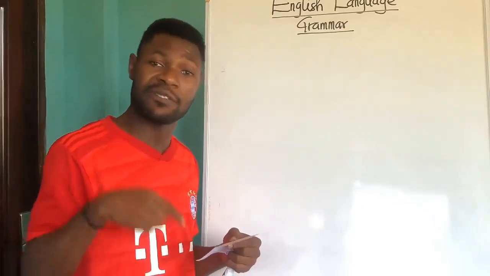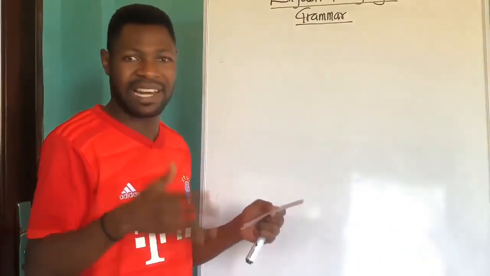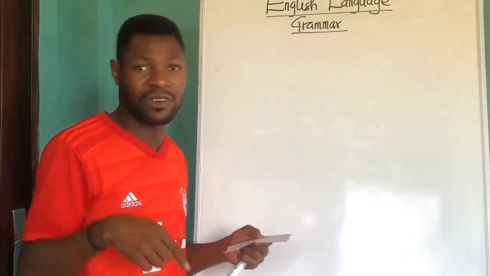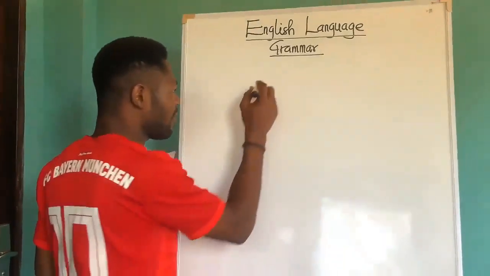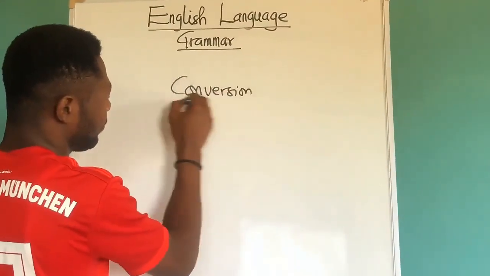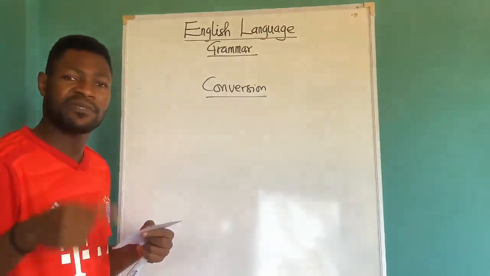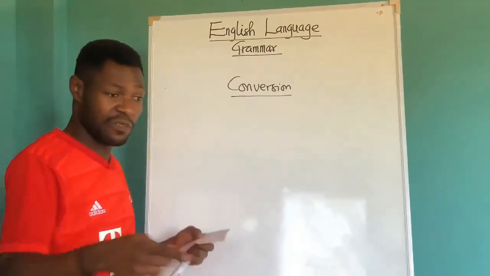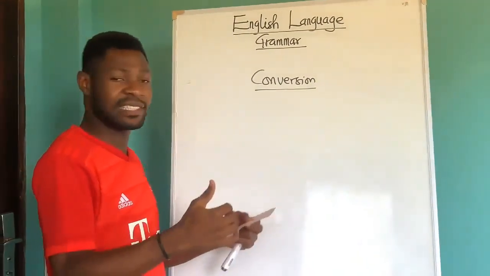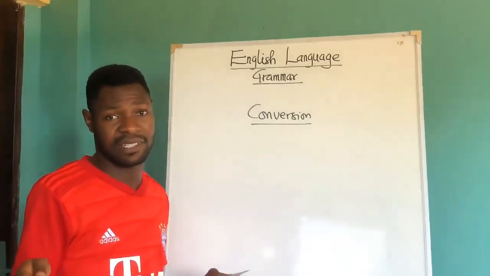Therefore, you can only tell the function of a word or what particular group or word class it is when it is in a context. So we call something conversion. One word may perform different functions in different contexts. Therefore, you cannot just look at a word and say, this word is a noun, because that word could be something else.